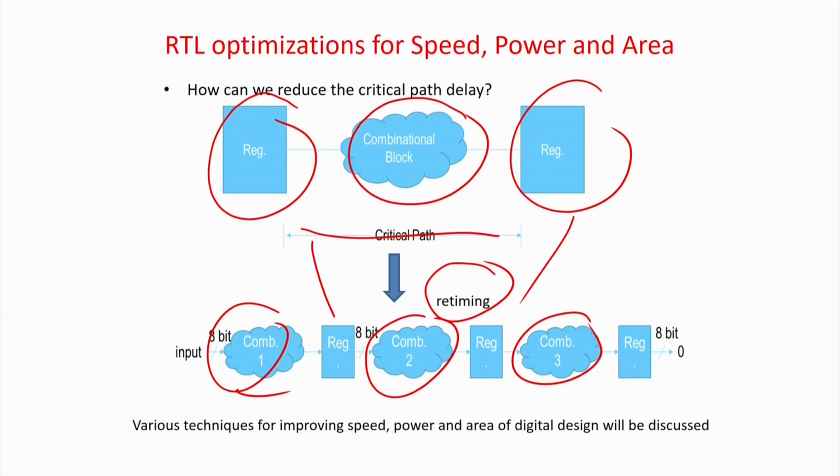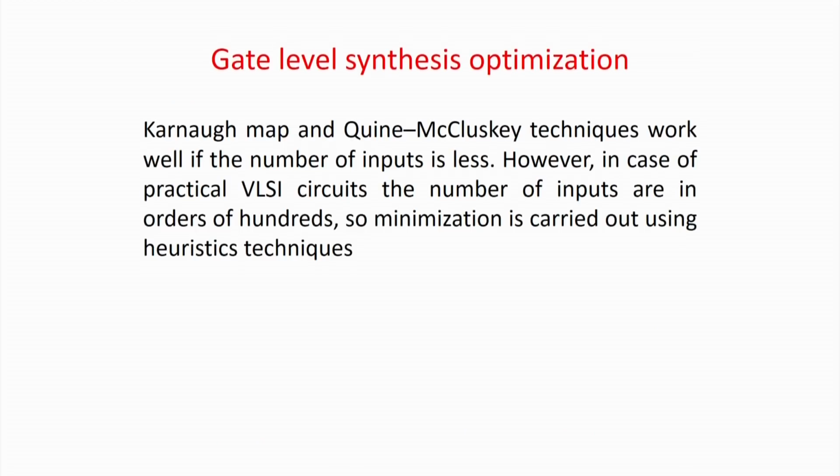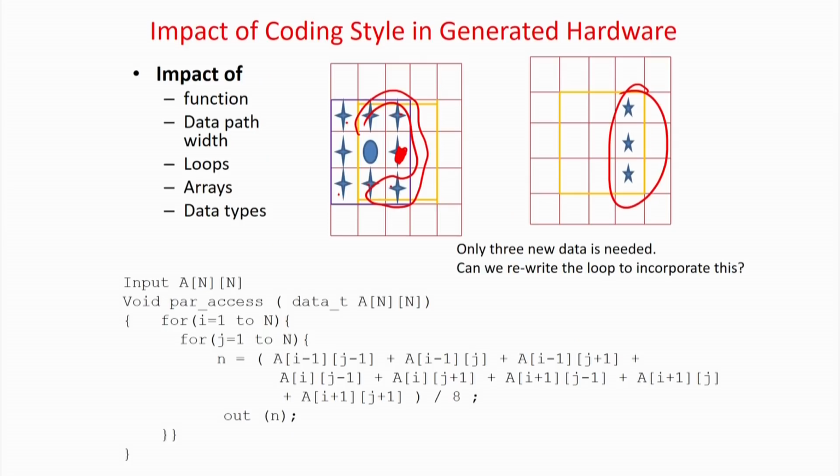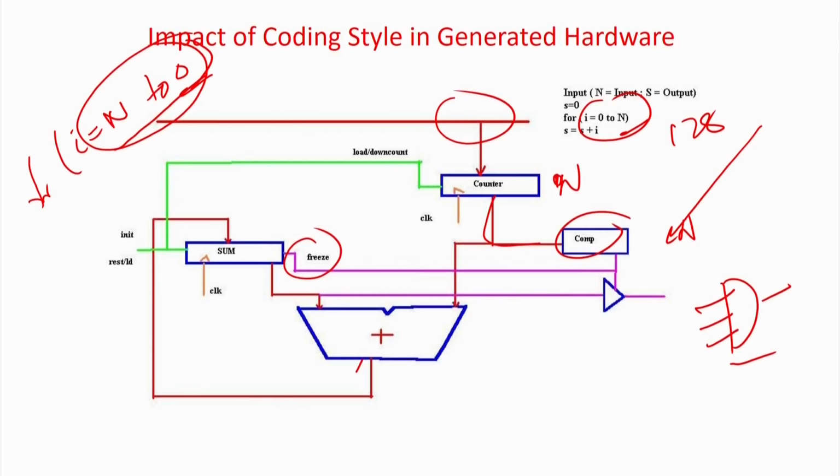So at this level we will also look at optimization for speed, power and area in terms of how we can have retiming of the circuits, how we can have low power, low switching so that the power is reduced, and what we can do, like in this case I have shown, so that the area will be optimized.